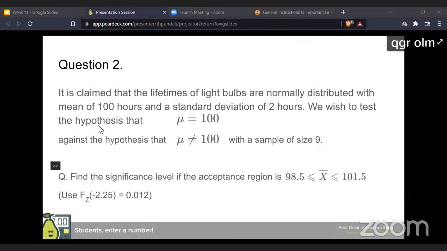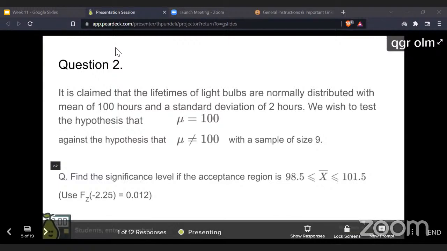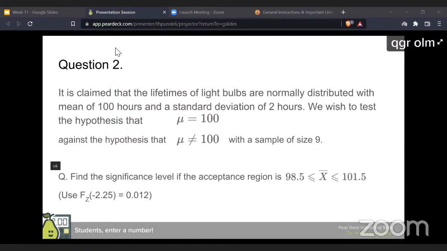Madam, just a quick question. I need some clarity on one of the concepts. Maybe in the meantime, can I ask that? What is the relation between type 2 error and power, madam? Power is equal to 1 minus type 2 error.